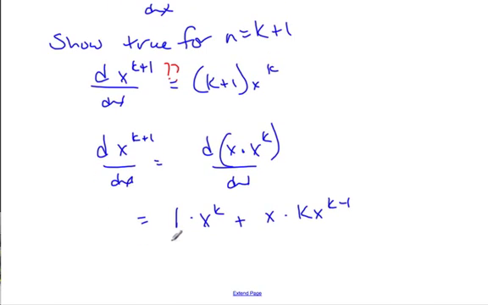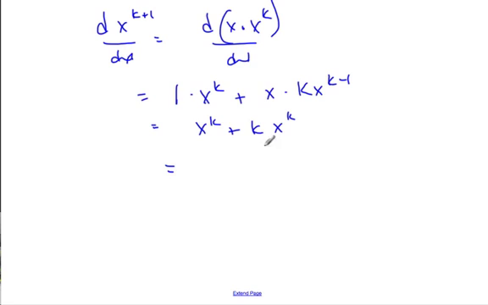All right, let's put things together. I get x to the k. Well, x times x to the k minus 1 is equal to x to the k. And so if I pull out a factor of x to the k, I get 1 plus k, which is what I'm looking for.